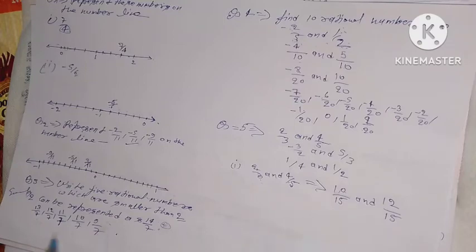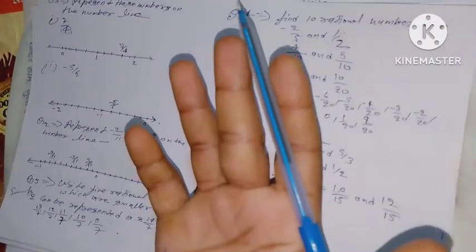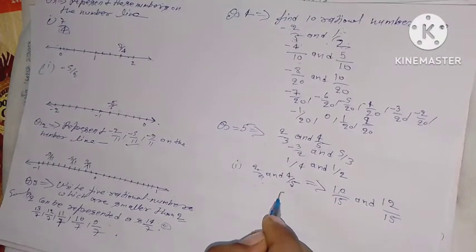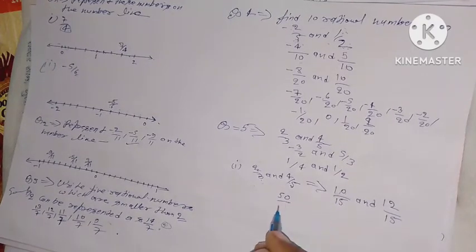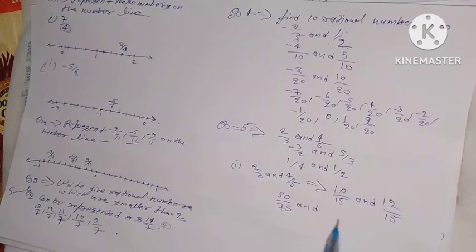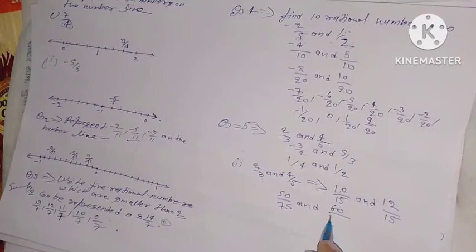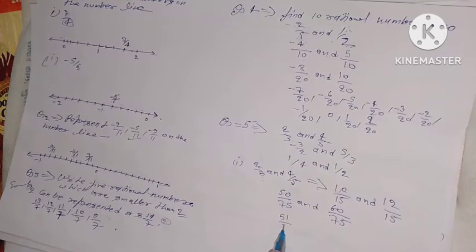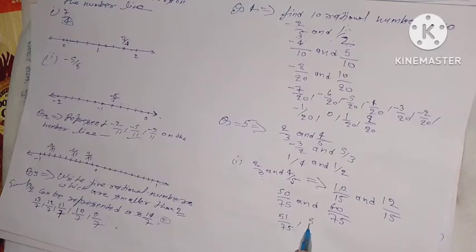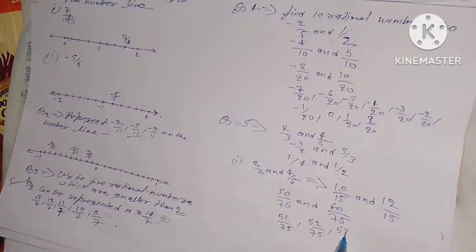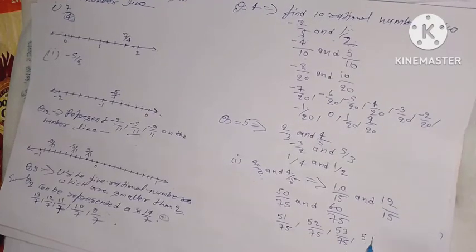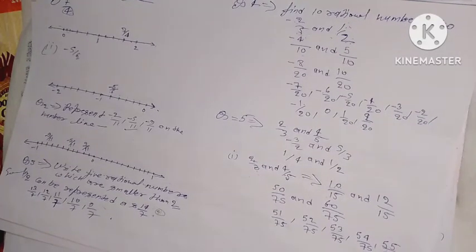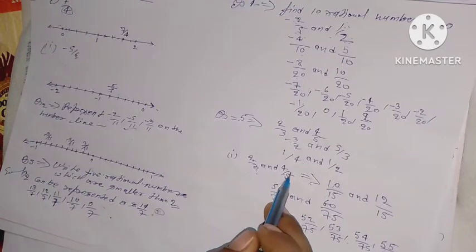So we will multiply to calculate the rational numbers. We will multiply both by 5. Then 5 times 10 is 50 upon 5 times 15 is 75, and 5 times 12 is 60 upon 75. The rational numbers between these are 51 upon 75, 52 upon 75, 53 upon 75, 54 upon 75, 55 upon 75. There are 5 rational numbers between 2 upon 3 and 4 upon 5.